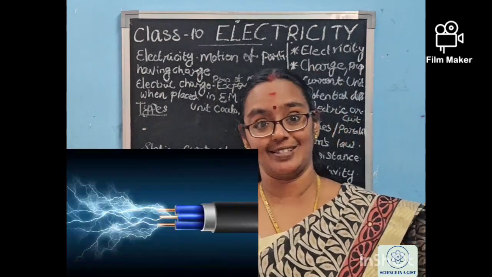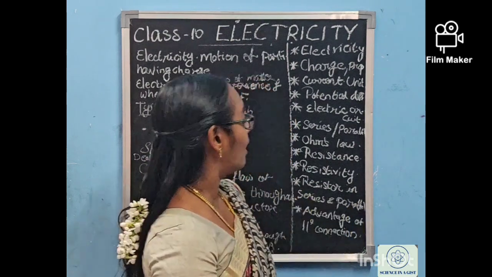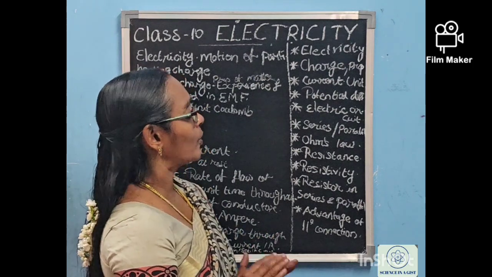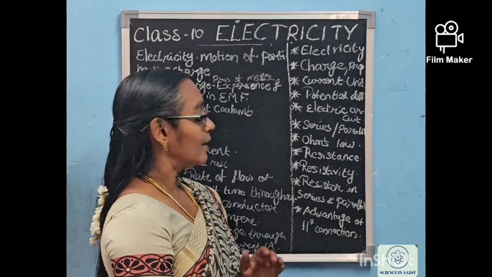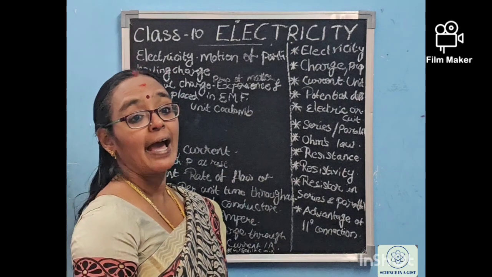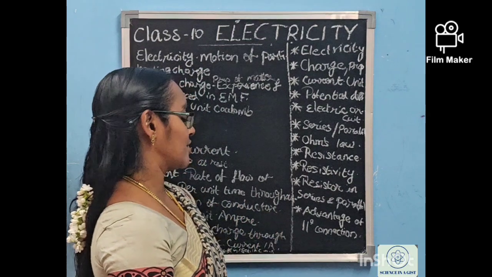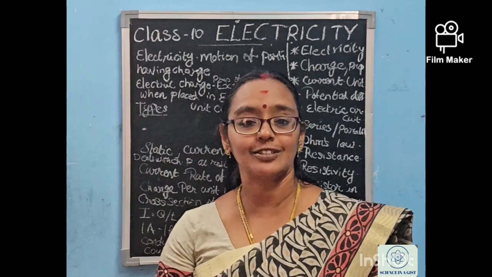What is that? Electricity. The important terms which we are discussing in part A are electricity, what is charge, what is current, potential difference, electric circuits, series and parallel, Ohm's law, then resistance, resistivity, and comparison of resistors having parallel connection and series connection, and advantage of the parallel connection. Okay. Shall we go quickly to the chapter?